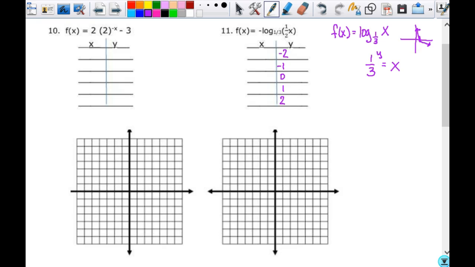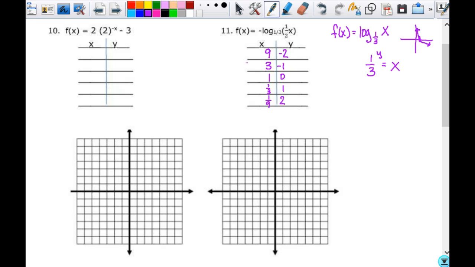So when I actually use these for my parent function that I wrote as an exponential, 1/3 to the -2 power is what? 9. And then this would be 3. This would be 1. This would be 1/3 and 1/9. Right? Okay, everybody good with that? Then instead of worrying about writing this as an exponential or substituting things into here, I would use this and then figure out what's changing up here.